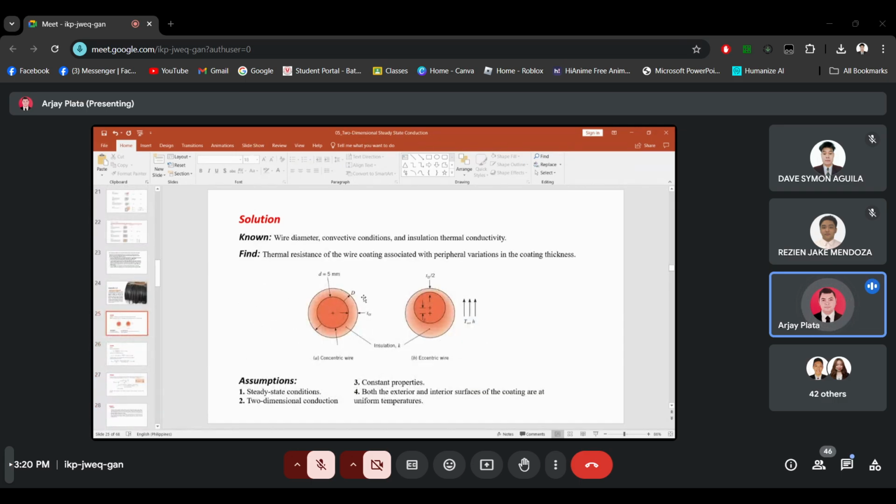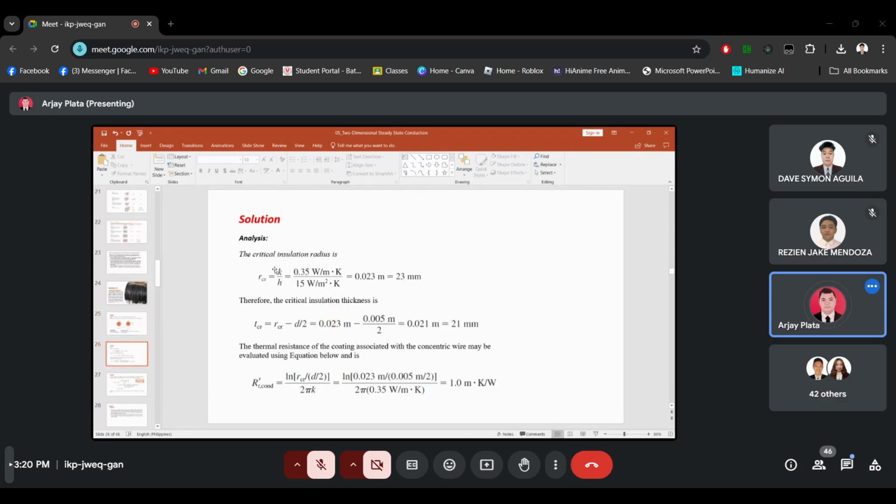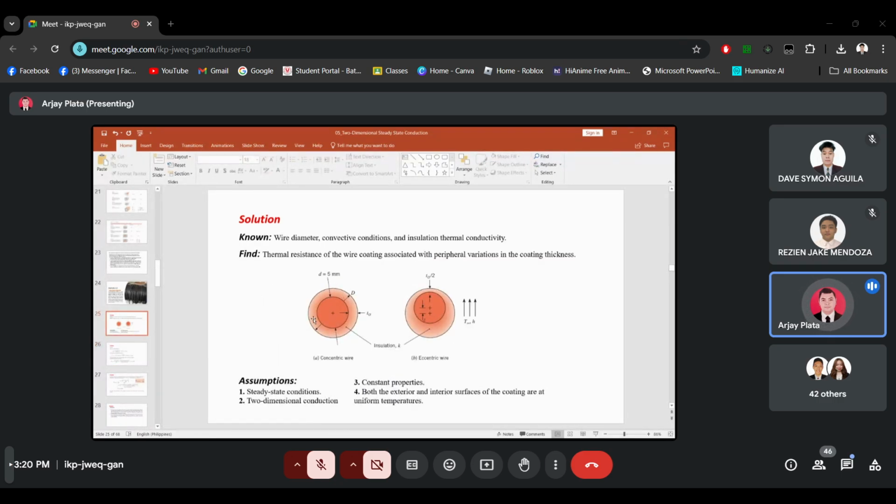To solve for the critical radius, we use the formula that we are always using, which is the ratio of the thermal conductivity over the convection coefficient. The critical insulation radius is k over h, which is 0.35 over 15, so it's 0.023 or 23 mm. Meaning the radius of insulation is 23 millimeters, so the diameter is 46 mm.